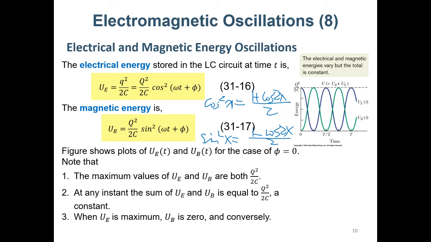So the maximum value is Q square over 2C for both U_E and U_B. And at any instant, the sum of them is equal to Q square over 2C, because you know that cosine square plus sine square is 1, nothing but 1. And when U_E is maximum, U_B is 0, and vice versa.